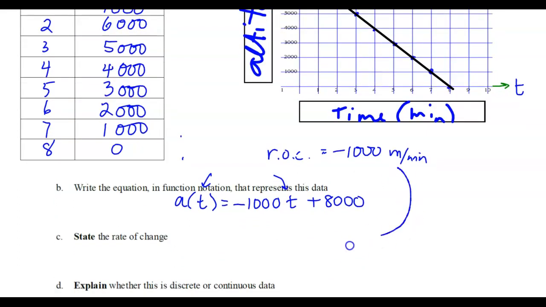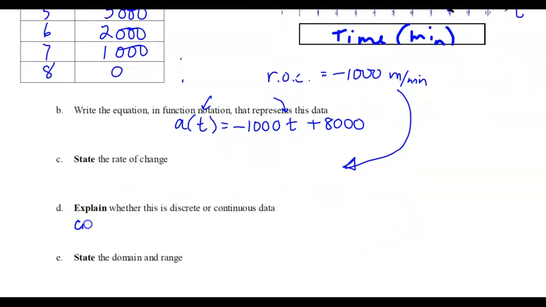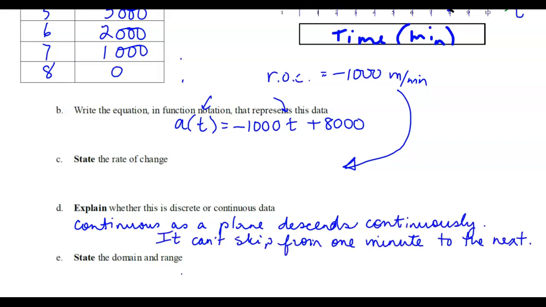Rate of change, I've already done that. Whether it's discrete or continuous, I already did. It's continuous, as a plane descends continuously. Let's see if my computer will catch up. Doesn't look like it. Okay, so my computer caught up. Plane descends continuously. It can't skip from 1 minute to the next.